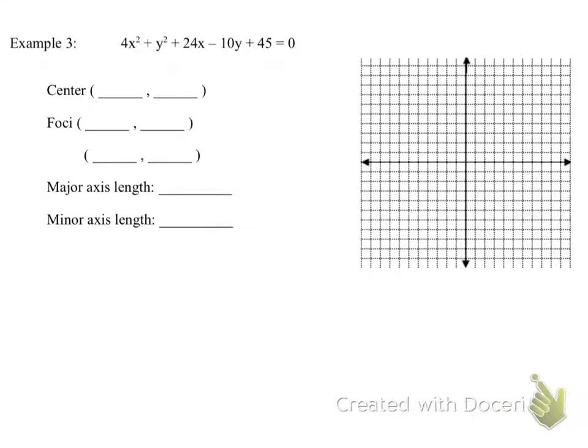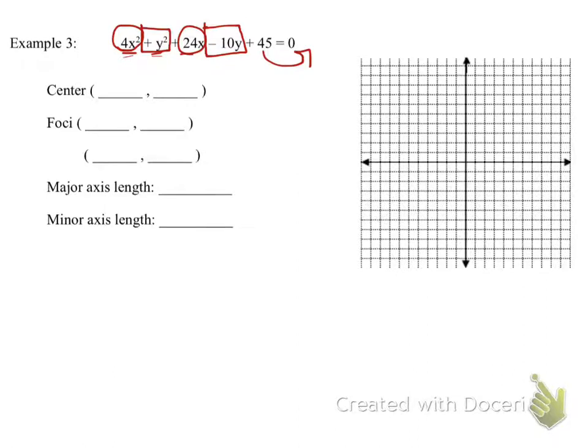This one's nowhere near any kind of graphable form. We do have an x squared and a y squared, but you'll notice that we also have an x, which means we're going to need to complete the square on the x, and we also have a y, so we're going to have to complete the square on the y. And while we're at it, we need to get it equal to 1, so let's get that 45 over to the other side.